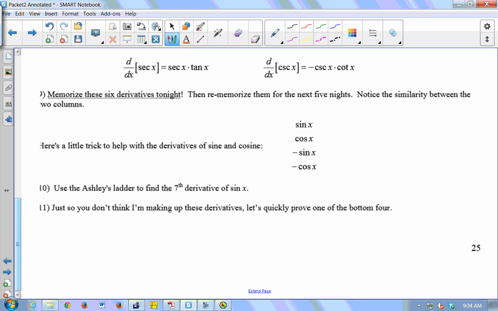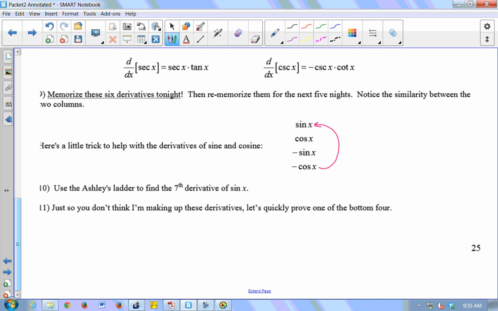All right, so here is a little trick to help you with derivatives of sine and cosine. Think of this as a little ladder. The derivative of sine is cosine, and the derivative of cosine is negative sine. The derivative of negative sine is negative cosine, because you just carry the negative. The derivative of negative cosine is sine x. So that takes us back to the top at positive sine x.